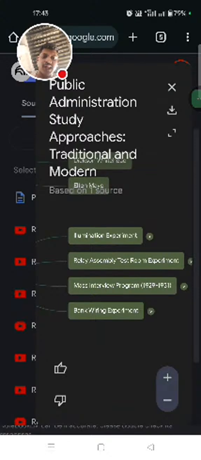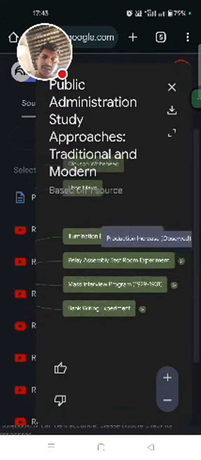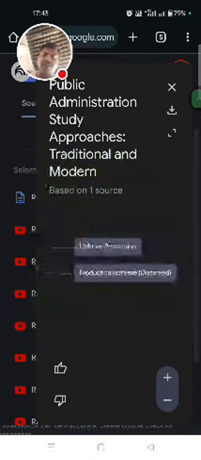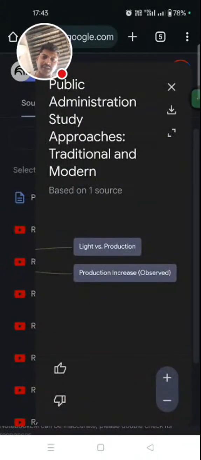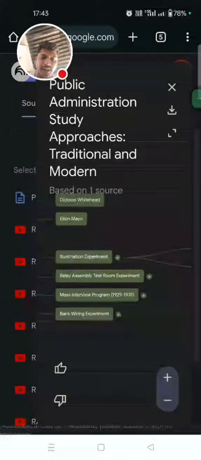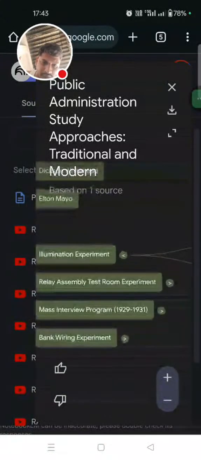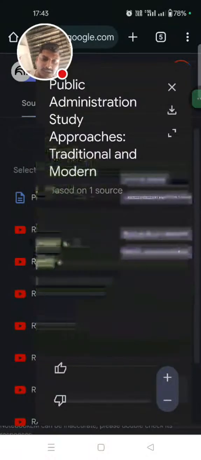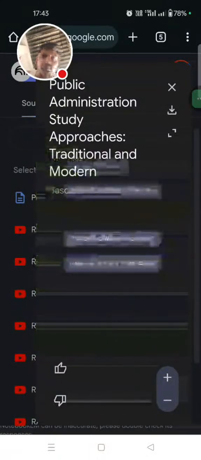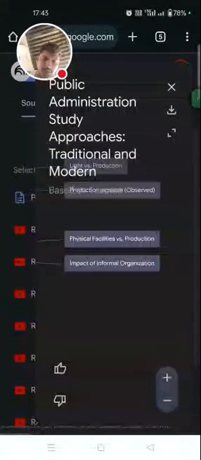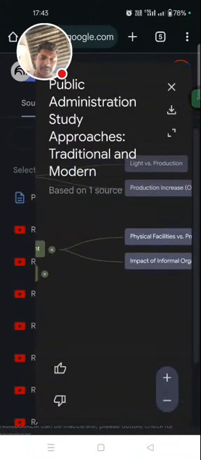So what is the illumination experiment? The illumination experiment tested light versus production. The quantity of light was increased and decreased, and the effect on production was observed; production increased. Then comes the relay assembly test room experiment. In this, physical facilitation versus production was tested, and the impact of informal organization is seen in this experiment.